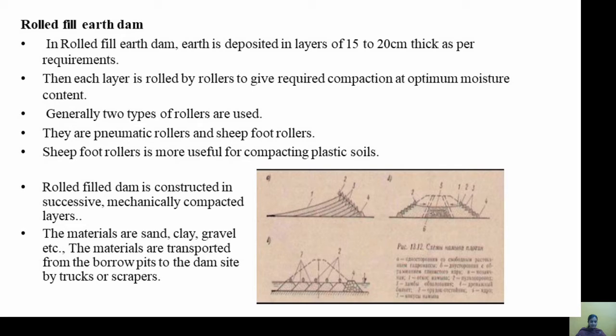Roll-fill dam is constructed in successive mechanically compacted layers. The materials are sand, clay, gravel, etc. The materials are transported from borrow pits to the dam site by trucks or scrapers. In this picture you can see how layer by layer soil will be compacted in a roll-filled earth dam.